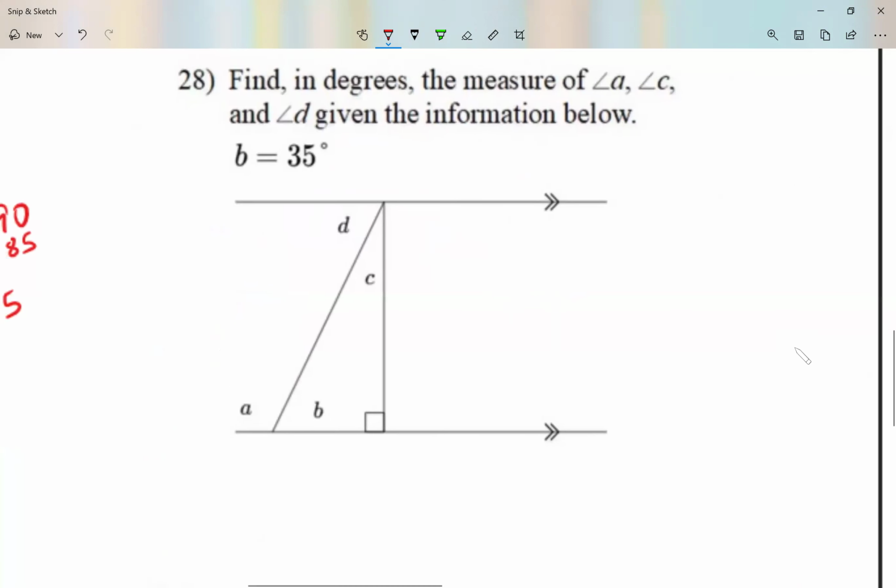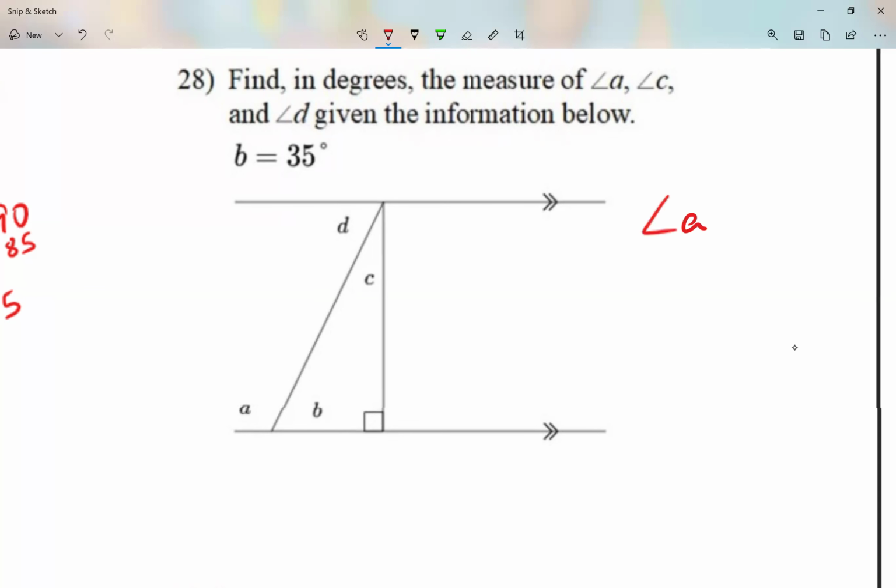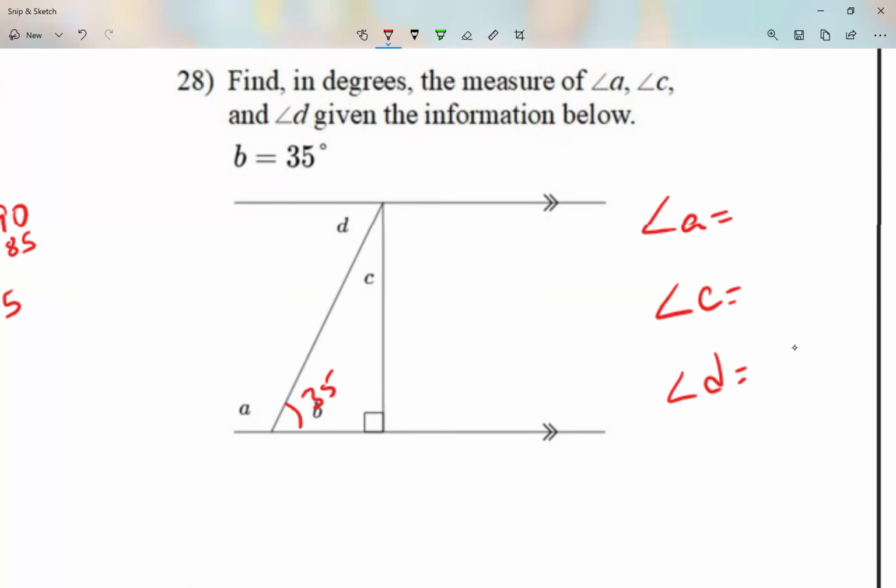Let's take a look at number 28. Find in degrees the measure of angle A, angle C, and angle D. Ooh, so here I'm gonna have to find all three angles. So angle A, angle C, and angle D. I have to figure out what each of those angles are. And then they're telling me that angle B is 35 degrees. So this is 35, this angle.